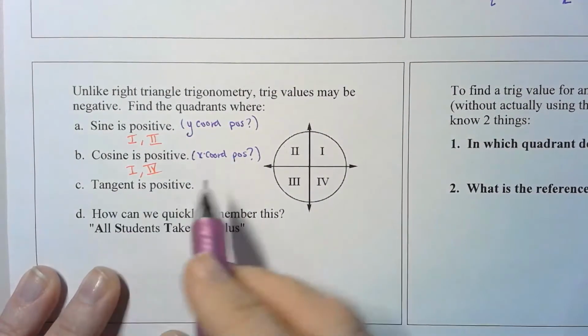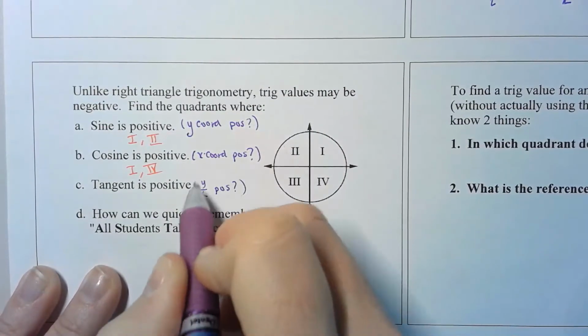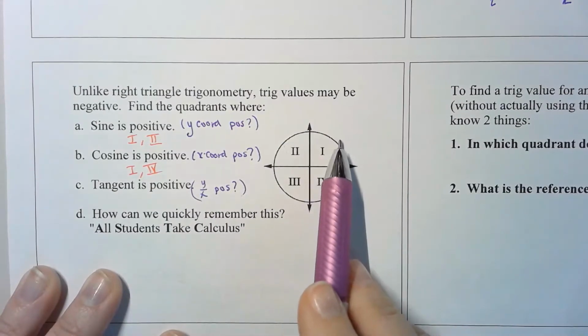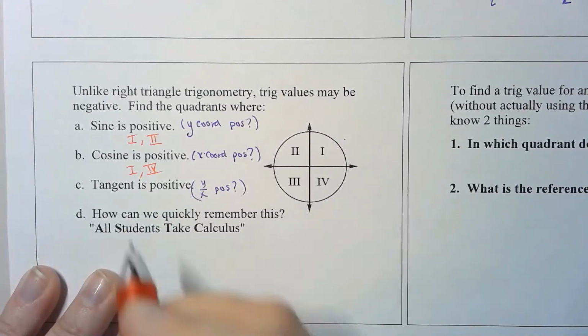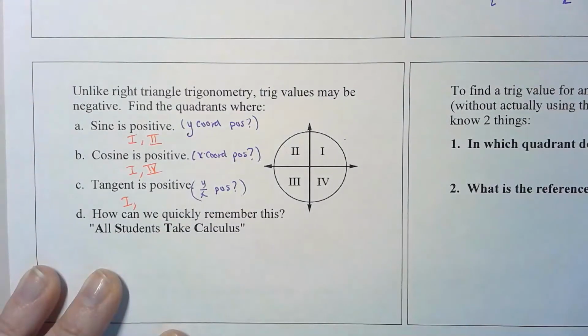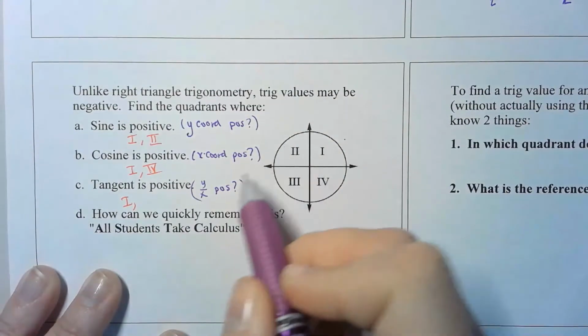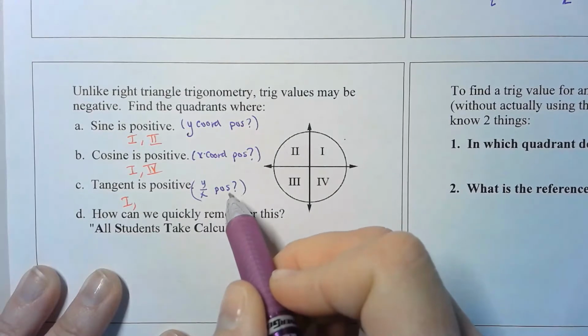If tangent is positive, that means y divided by x is positive. Well, let's think about this. In the first quadrant, x and y are positive, so a positive divided by a positive is positive. In the second quadrant, the x is negative and the y is positive, so when I divide a positive by a negative, I do not get a positive.